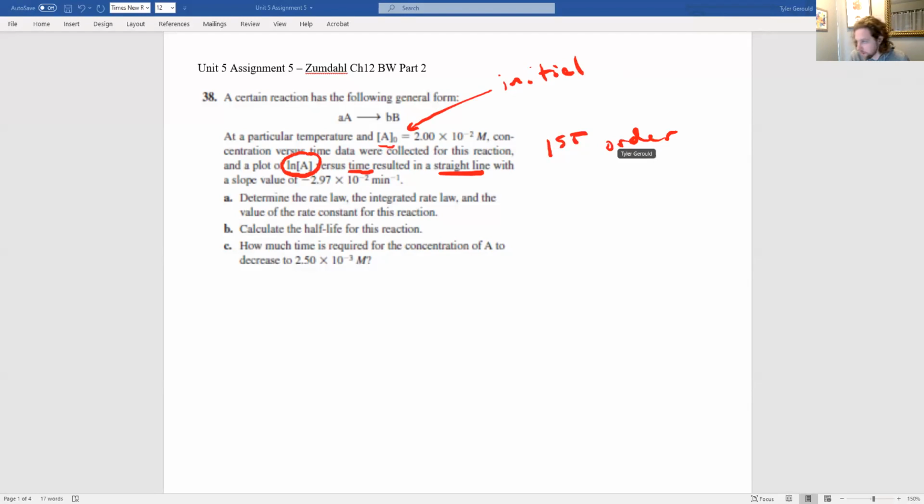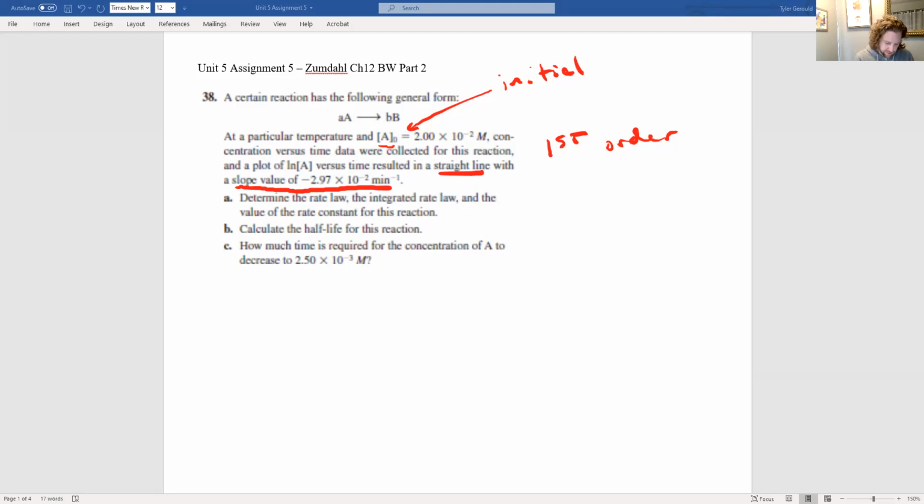Go back and check the graphs if you need to refresh yourself on which graphs give you which order. But a straight line for a natural log versus time graph gives you first order, or confirms that as a first order reaction. And it says the slope value is given right there. So let me clear up a couple of these things. And then we need to determine the rate law, integrated rate law, and the value of the rate constant for this reaction. So A is just a formality kind of question.